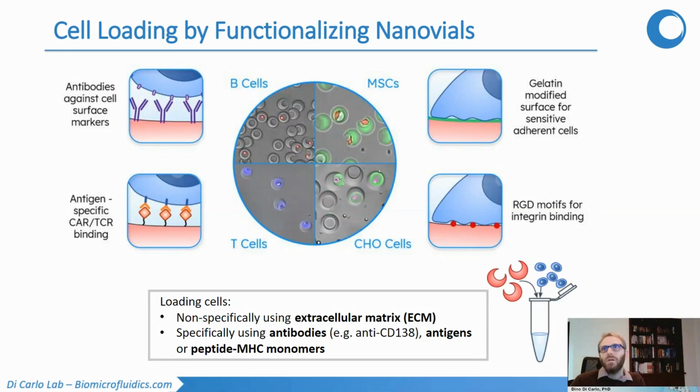We have a formulation where we can put gelatin just in the cavity here. So extracellular matrix components that allow, for example, adherent cells like mesenchymal stem cells to adhere, or CHO cells that produce high levels of antibodies that we want to use in the production of these monoclonals.